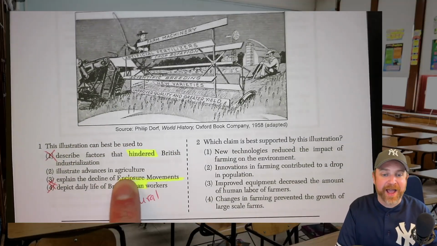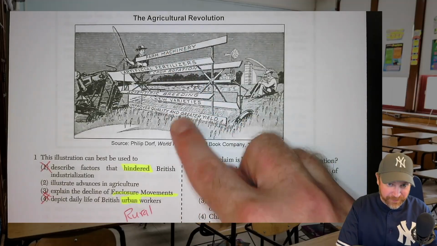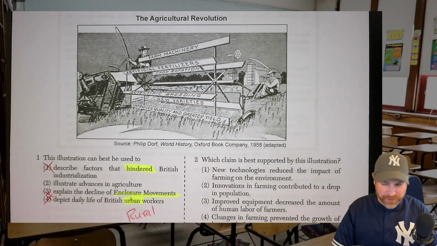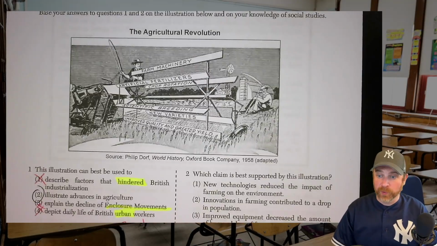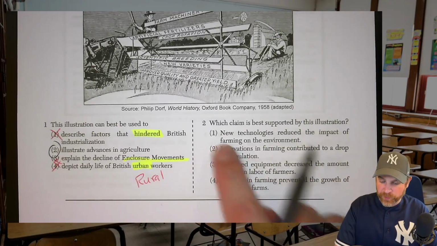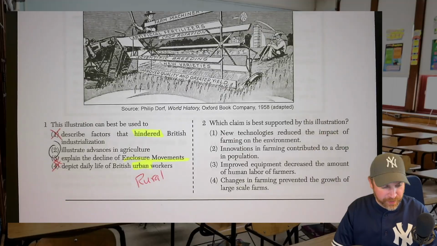Illustrate advances in agriculture. These are the advances. Agriculture is the process of farming. So go ahead and make sure that you have number 2 as your answer for number 1. Question number 2 says, which claim is best supported by this illustration?